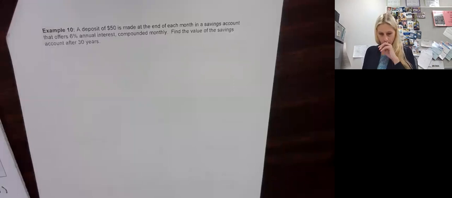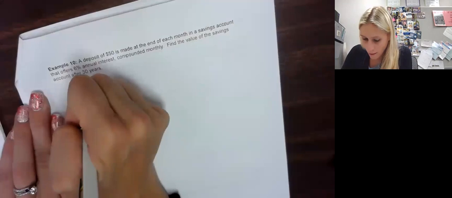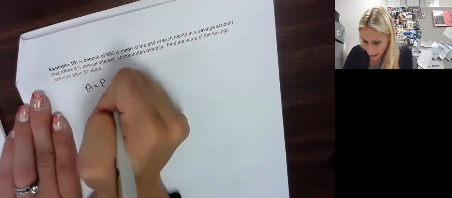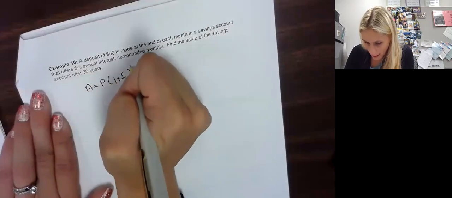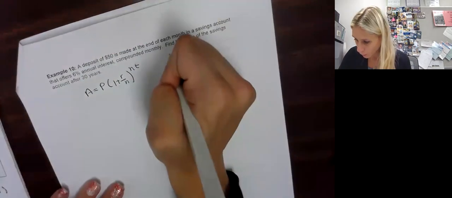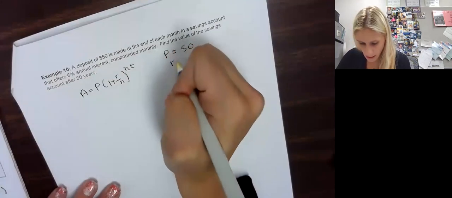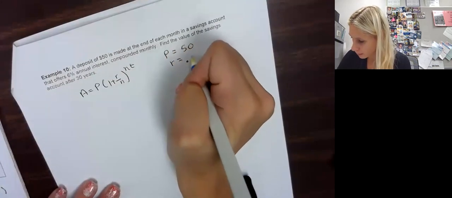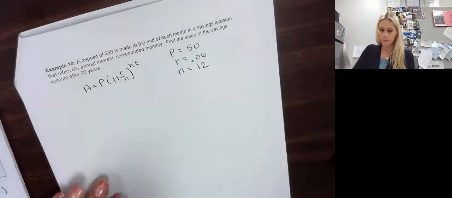All right. So the first thing you want to realize is that we're going to use the compound interest formula of A equals P times (1 plus r over n) to the nt. P is the principal, which in this case is 50. Our rate is our 6%, so don't forget to move it over twice. And n is how many times a year this happens, which is 12.